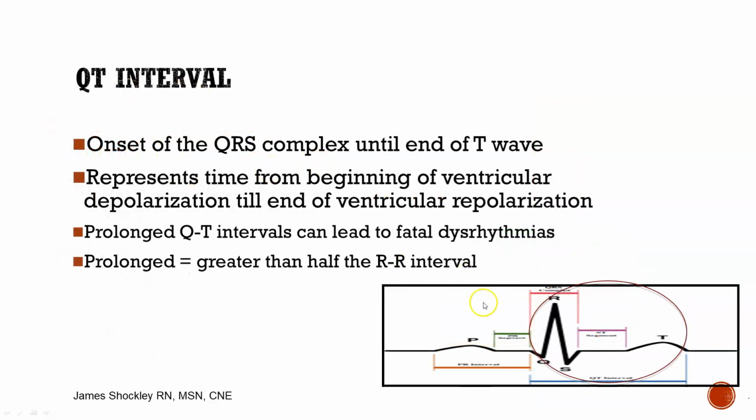Okay, QT interval, we've kind of looked at that. We see the big circle. We're measuring from the beginning of the Q to the end of our T. We said it should be about half your R to R. And if not, then you're at risk for a lethal dysrhythmia. If you know that, you are going to do really well.